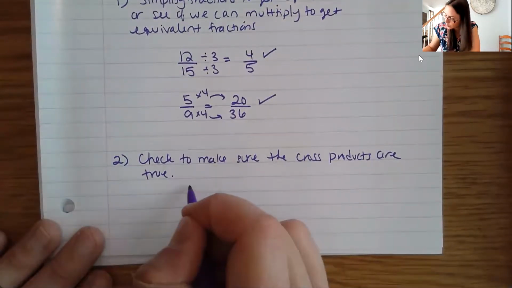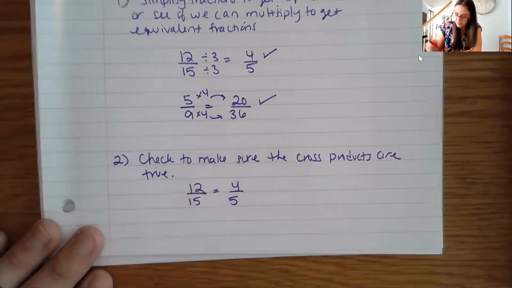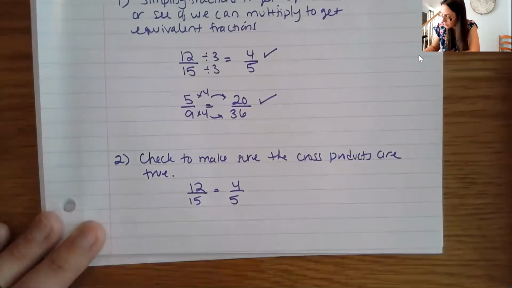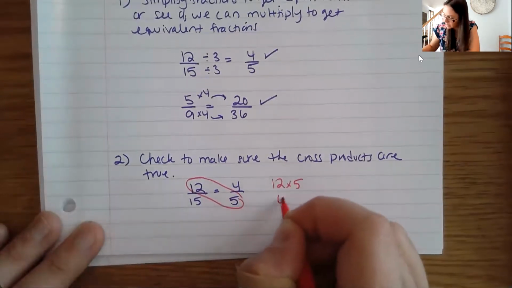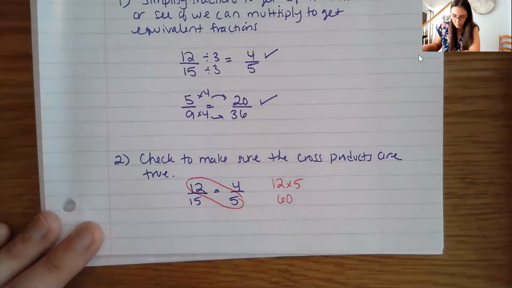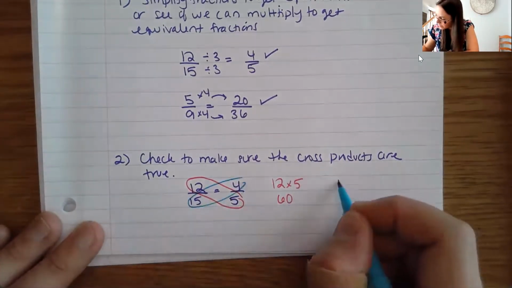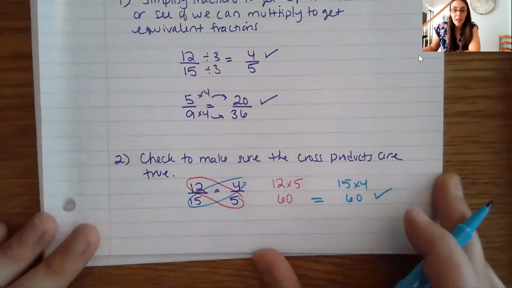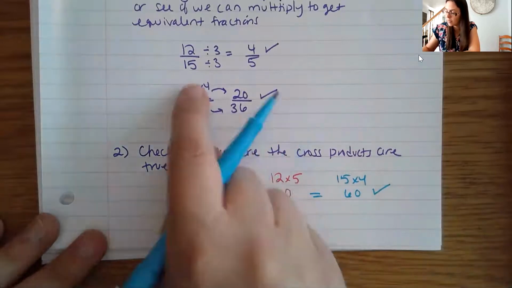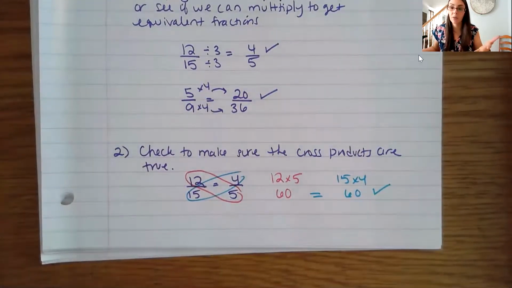So for instance, if I do 12 over 15 equals 4 over 5, I'm going to multiply both directions. So if I do 12 times 5, I get 60. And then if I do 15 times 4, I also get 60. So they are the same. And we can do the same thing here. So you can multiply 36 times 5 and 9 times 20, and you should get 180 in both cases.